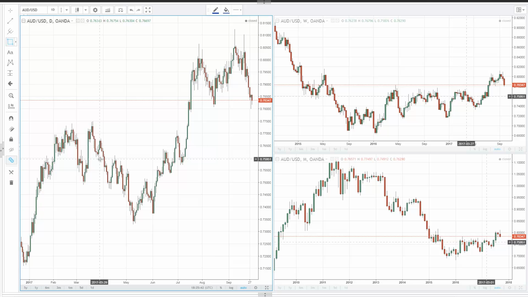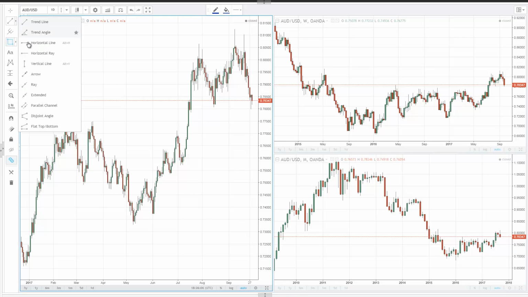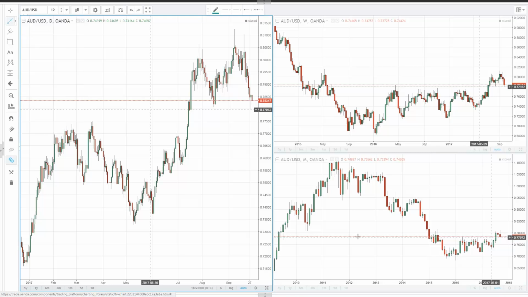Let's go over Aussie, American dollar, US dollar, because we have quite recent setups on that to talk about. Let's have a look at the big picture. On the monthly, we can see a little bit of an uptrend. Let's show the trend line there.